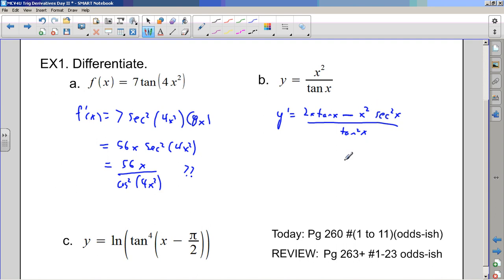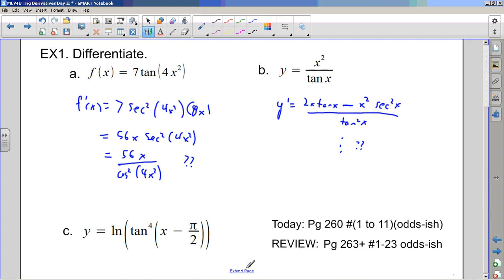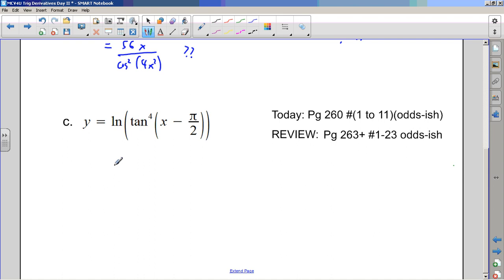Could I simplify this? Well, maybe. You could goof around, but here we're just asked to take the derivative. This might be as simple as we get, so I'm okay with leaving it there. If you don't get the same answer as the back of the book, it might be that they use some trig rules and simplify a little bit, but for the most part, we just want to make sure that you know the basic derivatives and are able to apply the derivative rules.